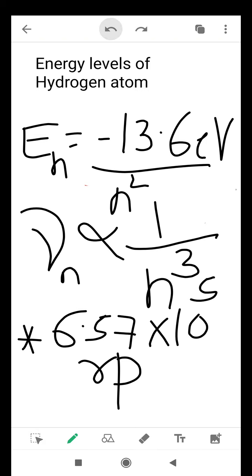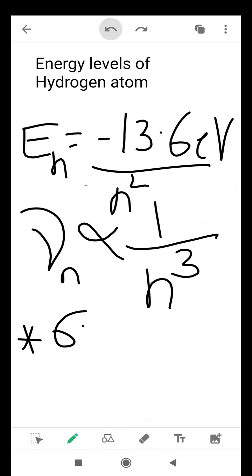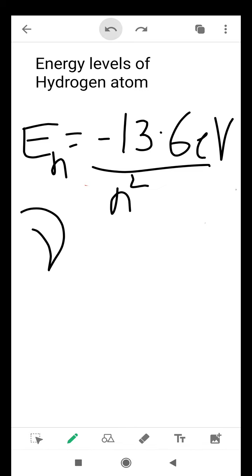So in this session, let us study about the energy levels of hydrogen atom, also the energy level diagram. So the energy of hydrogen atom in nth orbit is given by En is equal to minus 13.6 divided by n square electron volt. So now let us take some of the cases here.